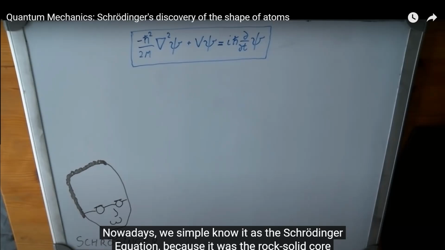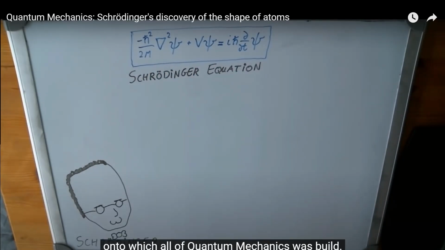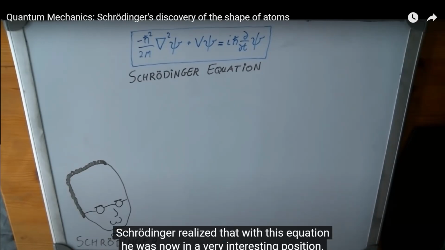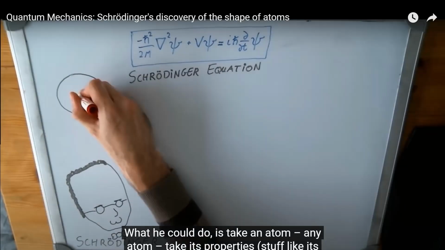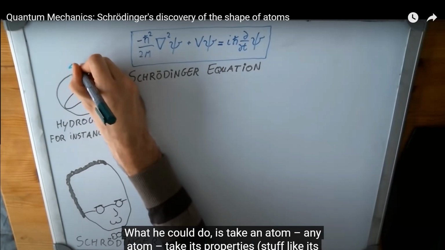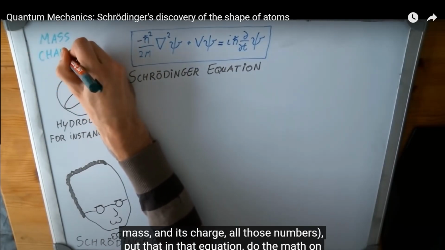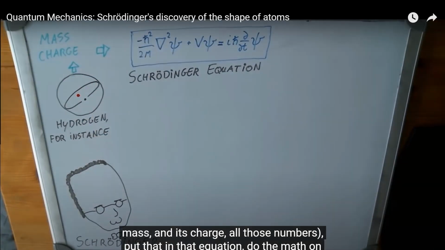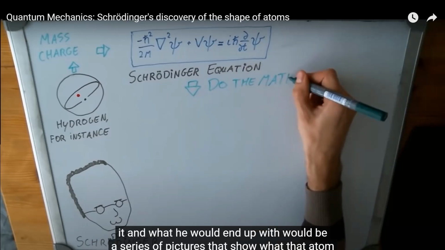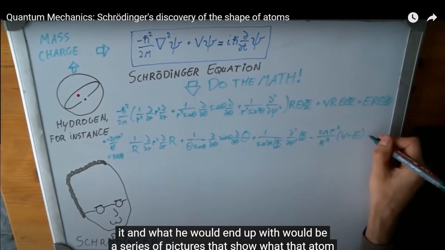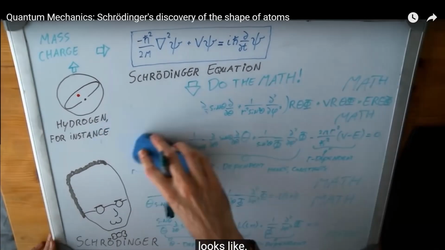We simply know it as the Schrödinger equation because it was the rock-solid core onto which all of quantum mechanics was built. Schrödinger realized that with this equation he was now in a very interesting position. What he could do is take an atom, any atom, take its properties, stuff like its mass and its charge, all those numbers, put that in that equation, do the math on it, and what he would end up with would be a series of pictures that showed what that atom looks like.